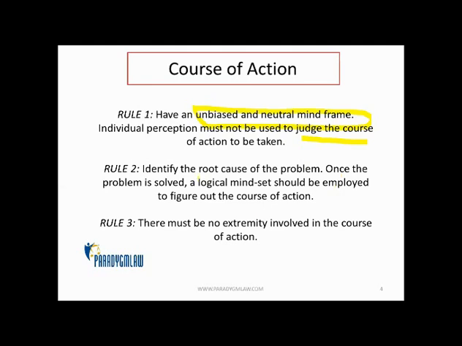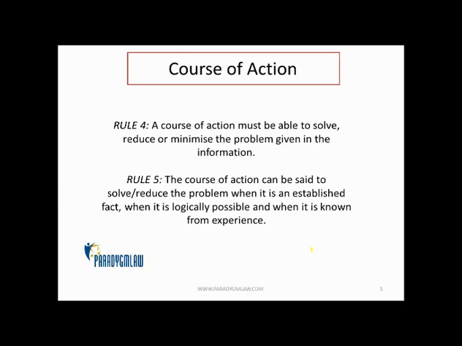Secondly, to identify the root cause of the problem is very important, because then you will be able to find the proper solution. And of course, we don't look at an extreme solution. Whatever solution you come up with must comply with the given scenario.